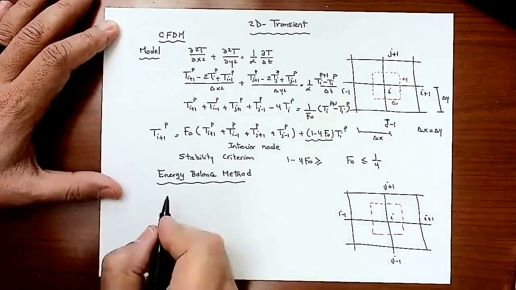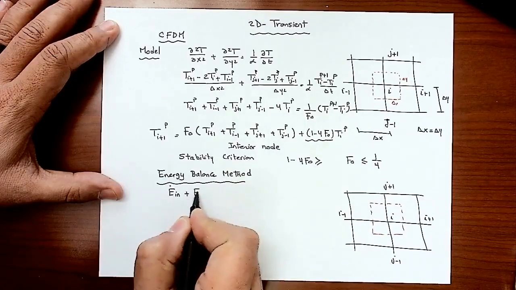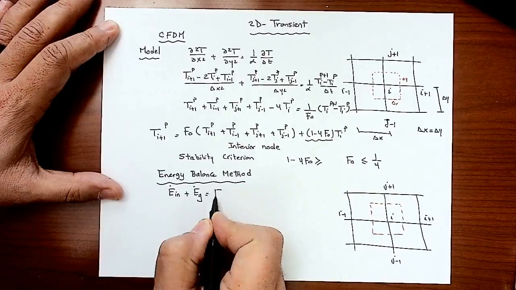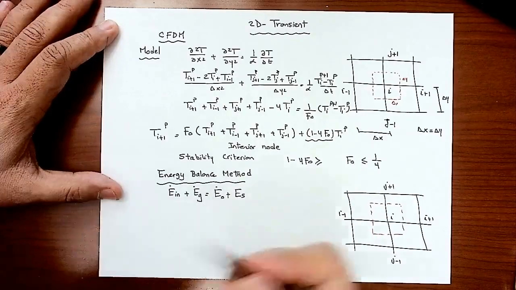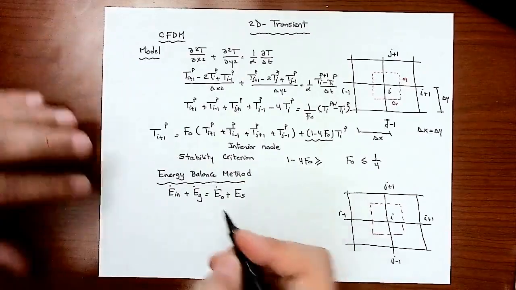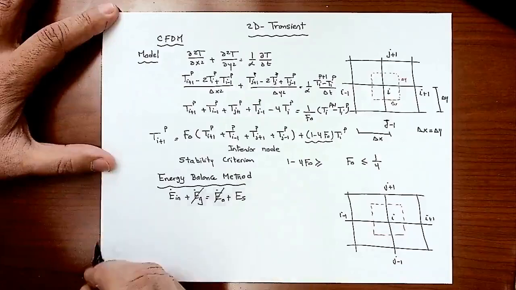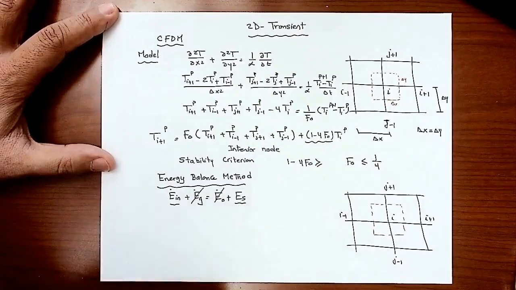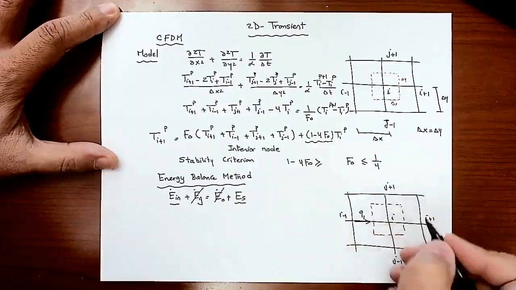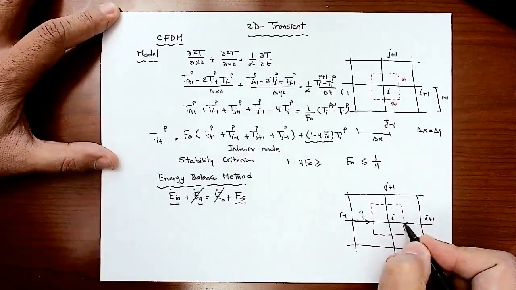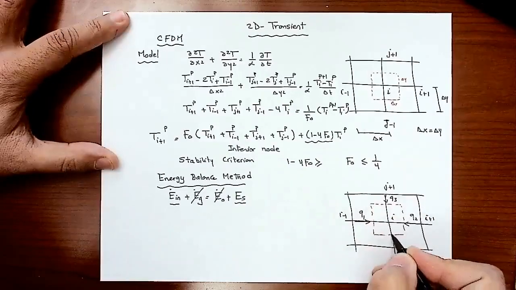Then the energy balance equation is total energy in, or dot, plus the total energy generated should equal the energy out plus the energy stored. Okay, again, for the energy balance method, nothing is going out. So far, we are not considering any heat source. So the total energy in should equal the energy stored. And what is the energy in? That's Q1, and this is Q2, Q3, and Q4.